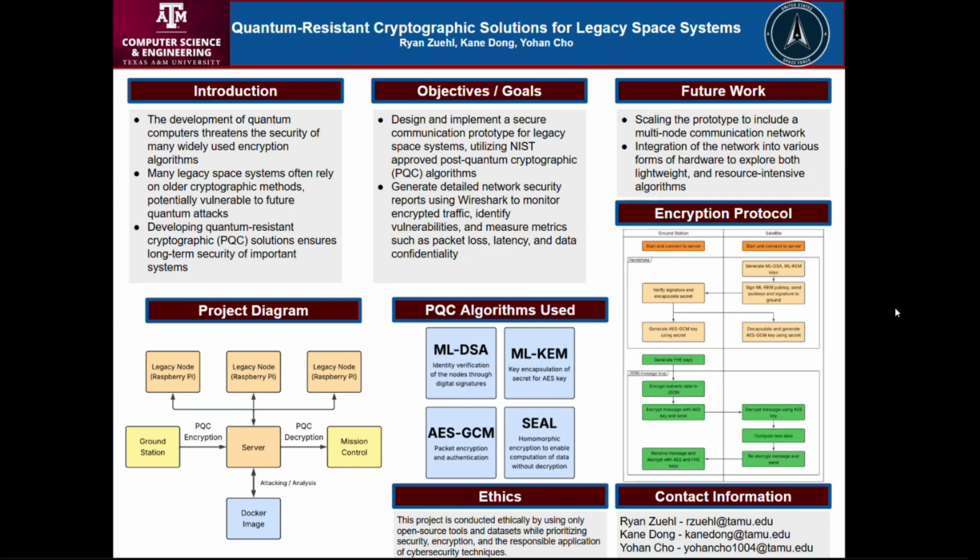We also could work on integrating the network into various forms of hardware. Like we said, right now we're using Raspberry Pi, but other hardware might also do a better job. And also, this network is really easy to plug in different types of encryption algorithms. So in the future, if a better, lighter weight, or more efficient algorithm is developed and NIST approved, they could plug it into the solution and benchmark it against the pre-existing ones that we have.